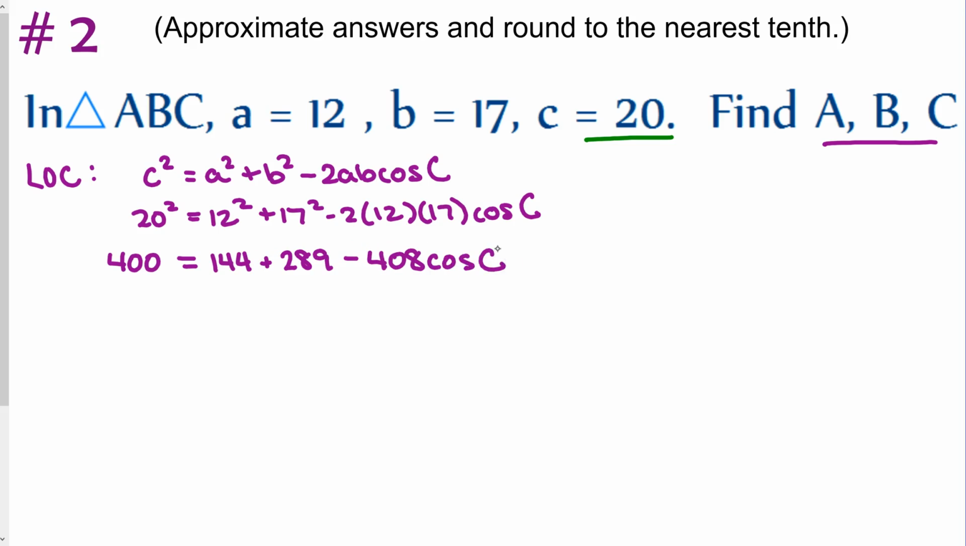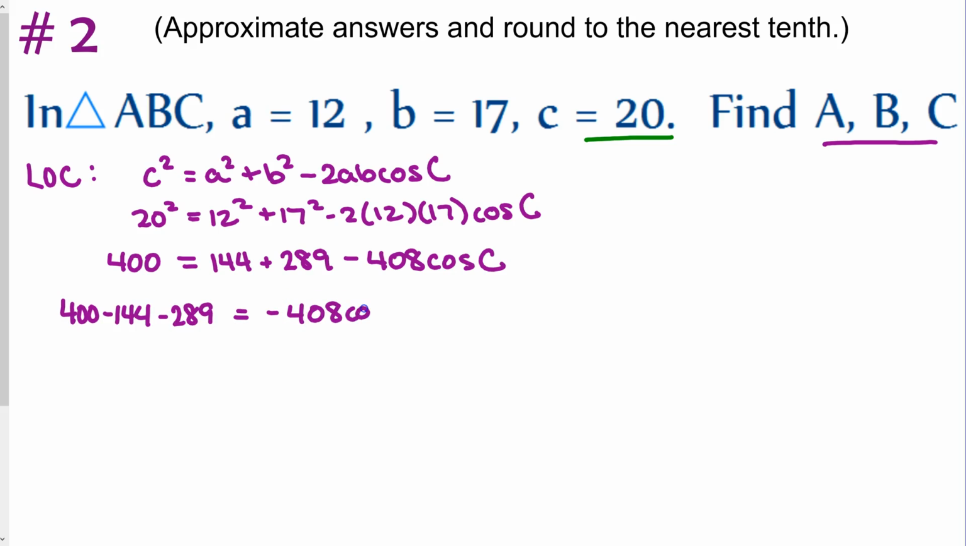Now, here's the mistake that people make. They just go 144 plus 289 minus 408. Well, that looks great, but if you think about order of operations, multiplication of 408 and cosine C takes priority over subtraction, and so that would violate our order of operations and we would get the wrong answer. So instead, we can subtract 144 from both sides. We can subtract 289 from both sides.